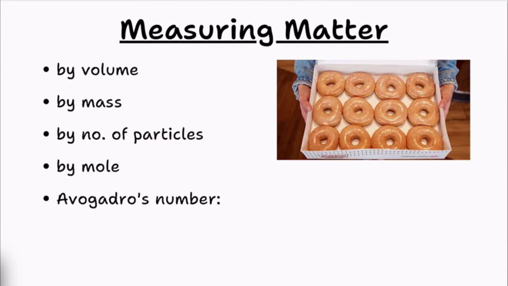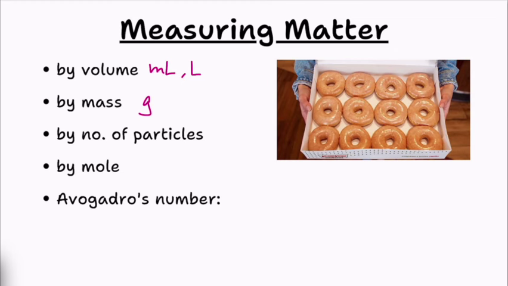How do we actually measure matter? Chemistry is a quantitative science, which means when you do a chemical reaction, you always want to know how much you are using or how much of the products you are going to get. You can measure matter by volume or by mass. By volume, you measure using milliliters or liters. By mass, you use grams most of the time in chemistry. Or you can actually count the number of particles.